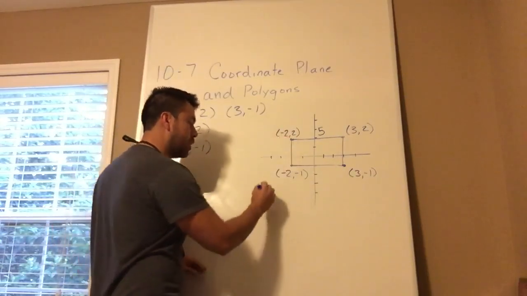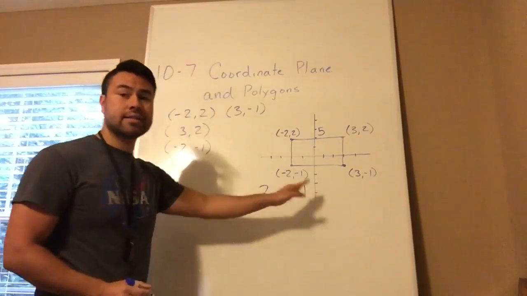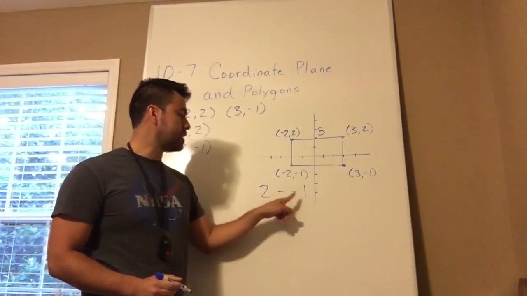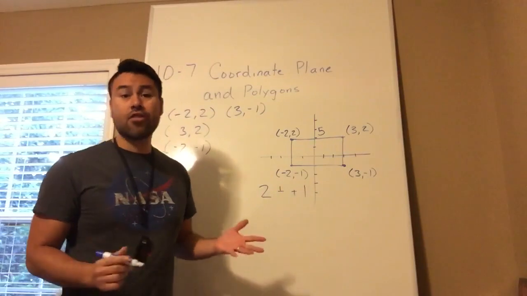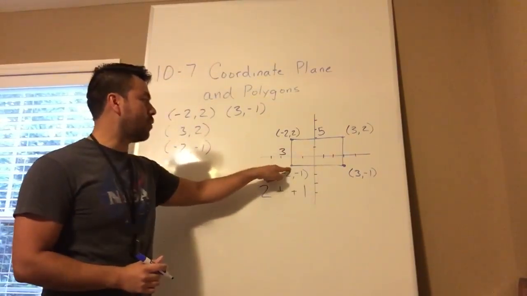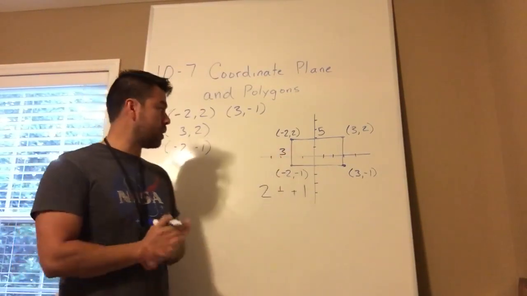So I'm going to do 2 minus negative 1. So what does that come out to be? 2 minus negative 1 is the same thing as 2 plus positive 1. So what does that get me? 3. And if I did my skip counting, I'd get 1, 2, 3. So it also works if I put it in the coordinate plane.